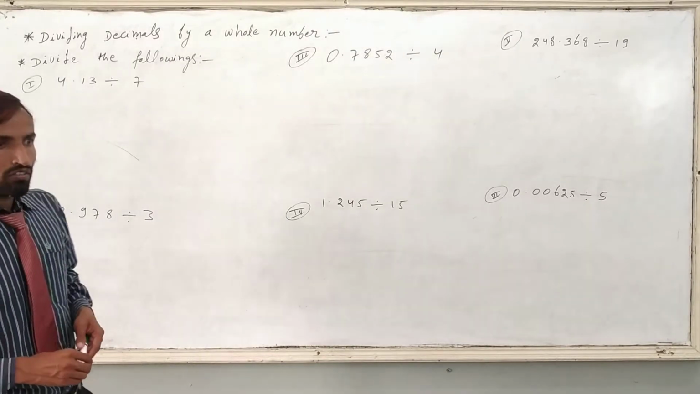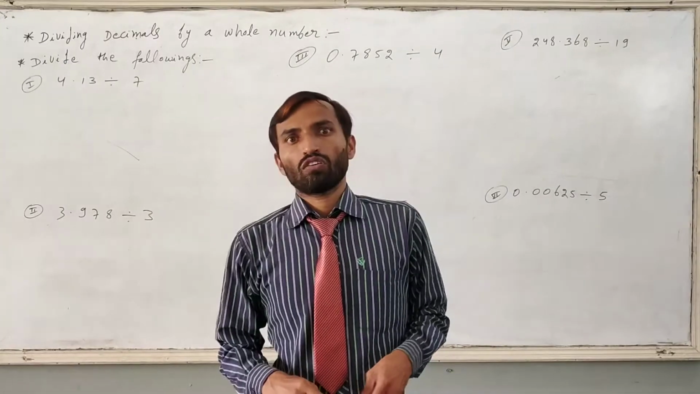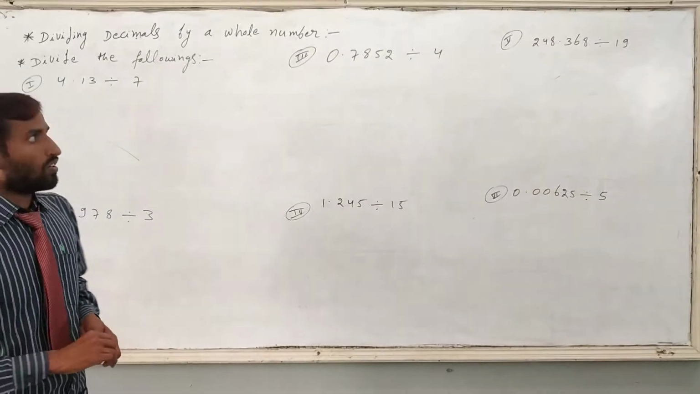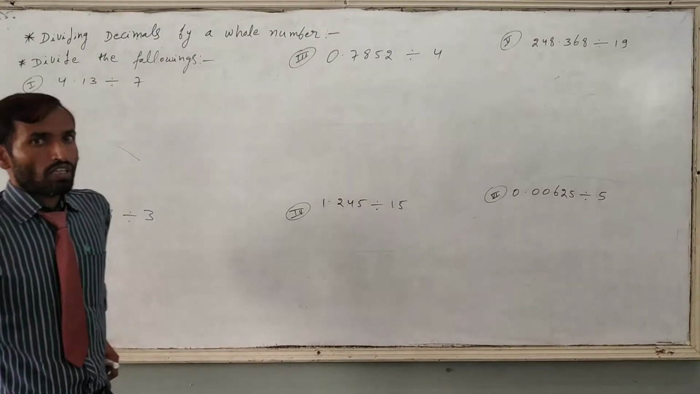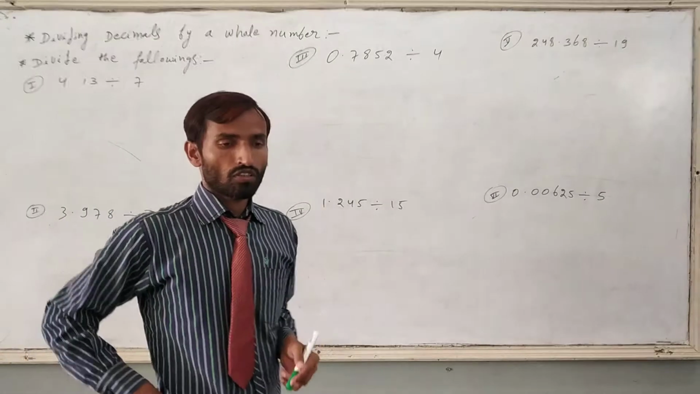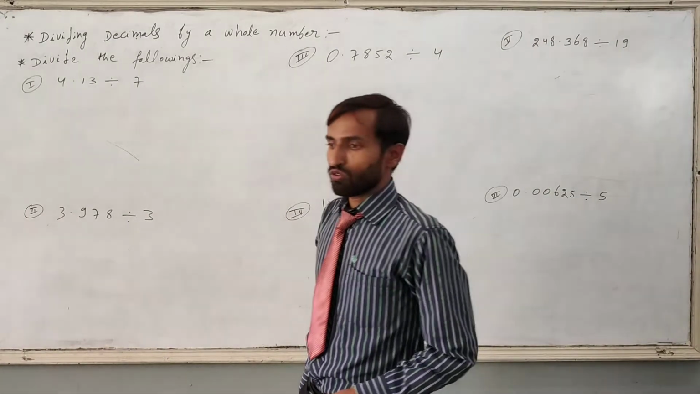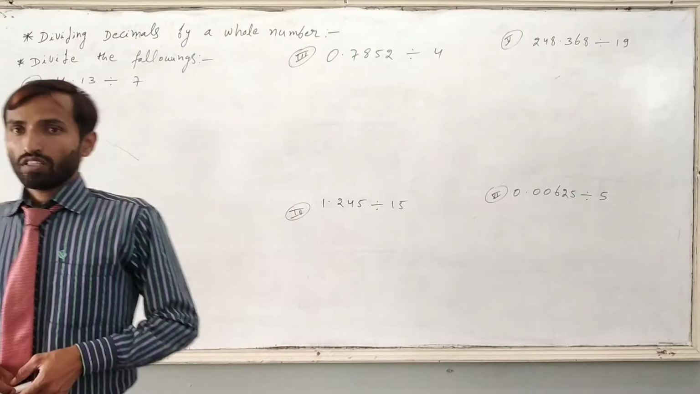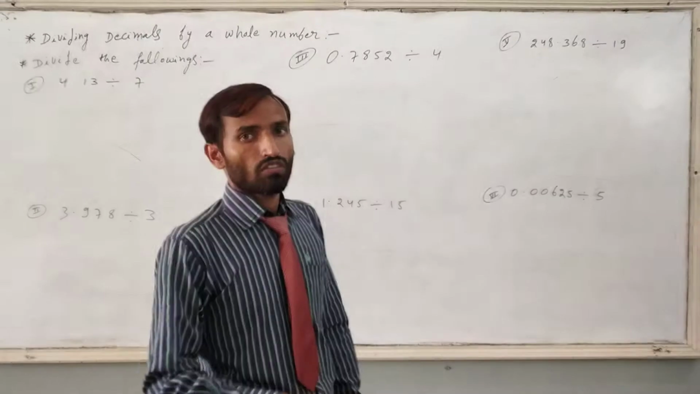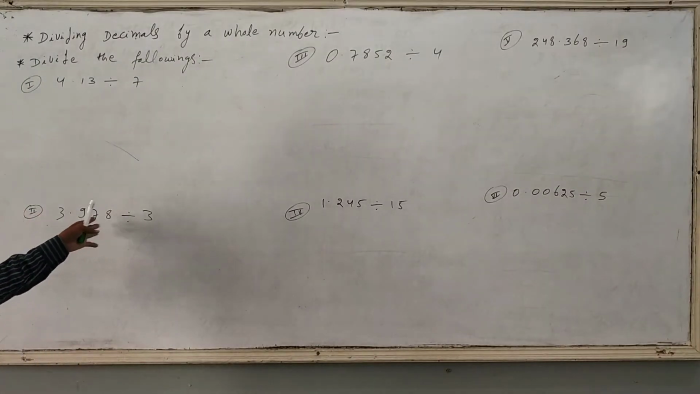Last video we have seen multiplication of any whole number by a decimal number, or any decimal number by a decimal number. Now I want to explain the division of a decimal number by a whole number, because this topic is based on exercise 2J. If you do these questions, then you can understand and solve exercise 2G. That's why I have taken this type of example.